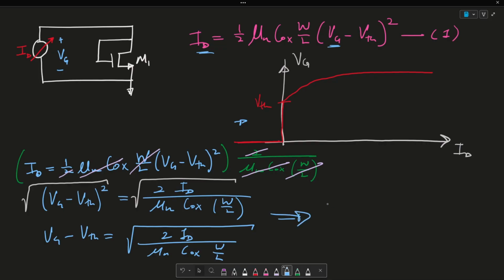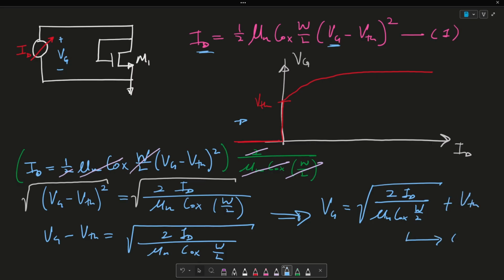As a result, if I add VTH to both sides, VG is equated to the square root of 2ID over mu n COX W over L plus VTH. And essentially here is my second equation. To go ahead and prove this graph here, we can put in 0 for ID. If we plugged in 0, we will just get VTH, which is why at 0 we're at VTH. And then anything for ID above 0, so greater than 0, is VTH plus this entire square root.